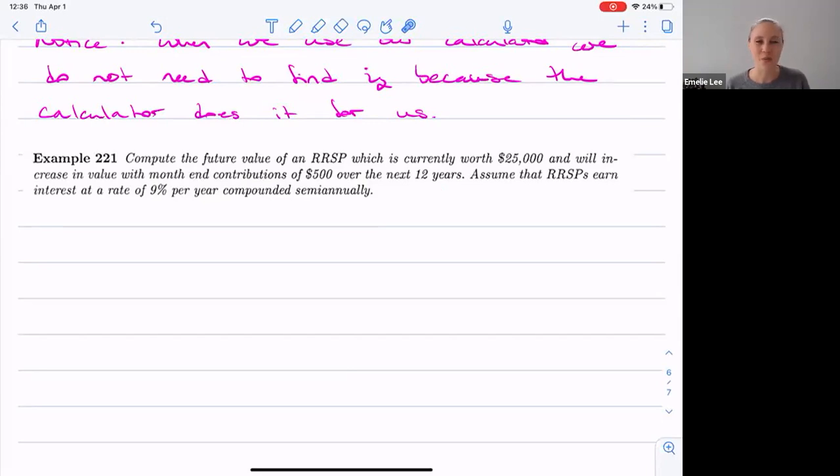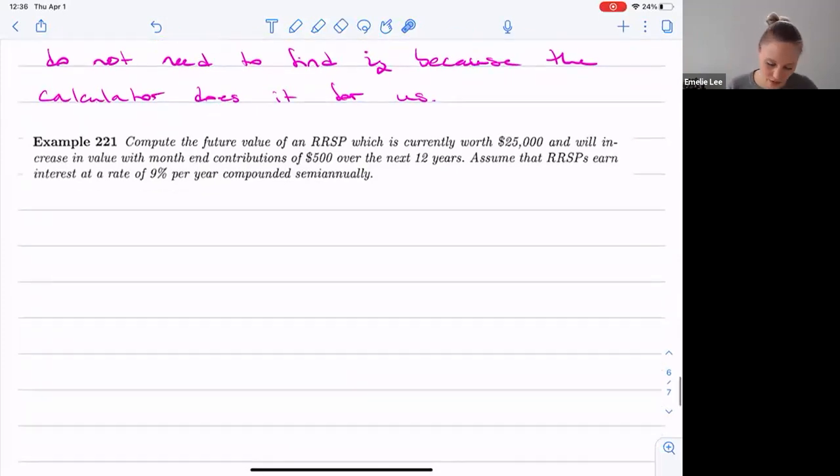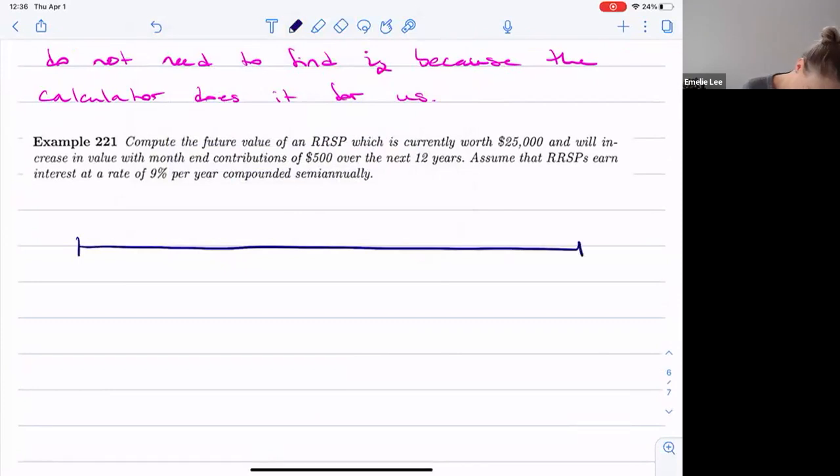And so what I want to do is map this out. So the timeline here: I start today, and in 12 years from now, that's where I'm done. I'm going to be making month-end contributions, so my ticks are going to be at the month mark. So 1 month, 2 months, ... 12 years is how many months? 12 times 12 is 144 months. So the second to last one is going to be 143 months.